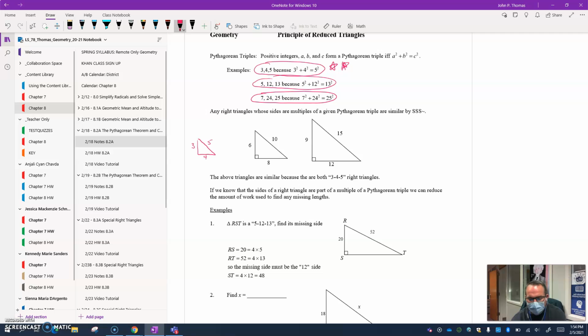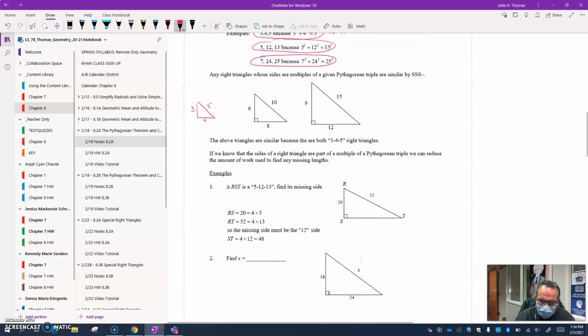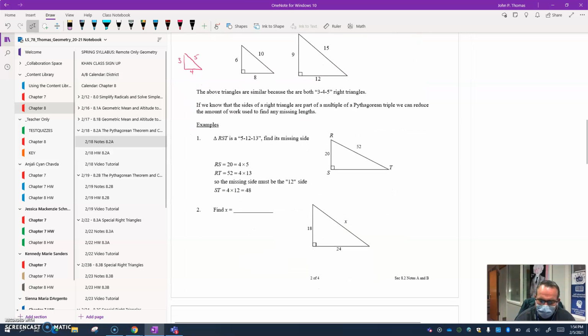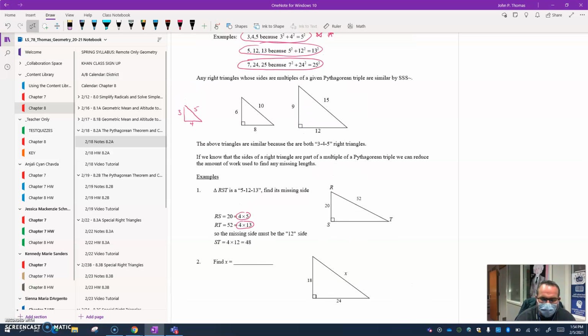Now, the way that we tend to use this is, for example, in number 1 here. I've got 20 and 52. We know 20 is going to be 4 times 5. 52 is also divisible by 4. It's 4 times 13. So if I remember my triples, I've got a 5, 12, 13.